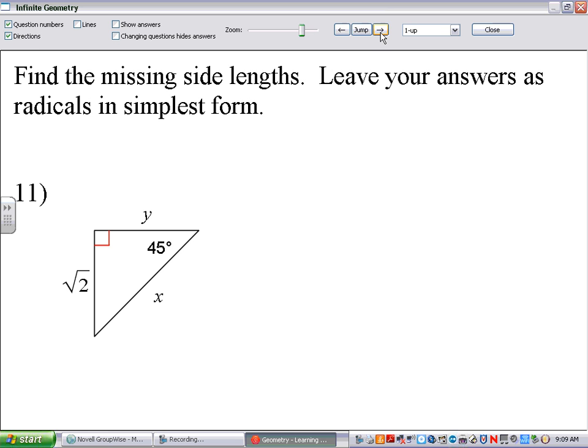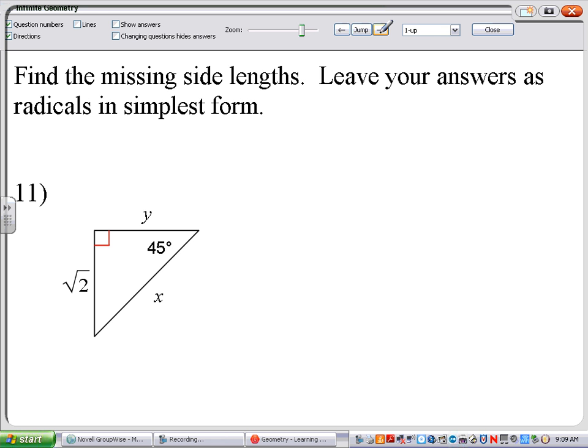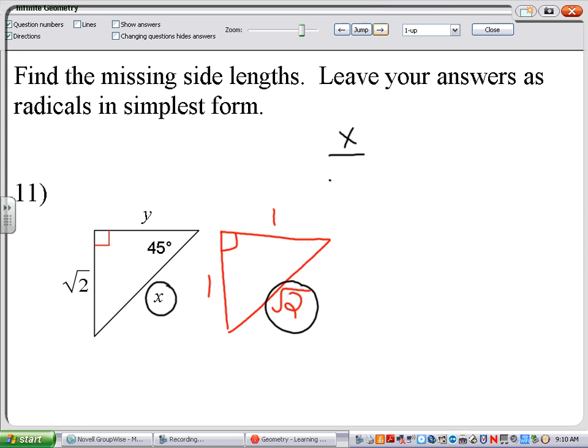So we have this. Looks like a 45, 45, 90. So I'm going to draw one the same shape. My hypotenuse is square root of 2, and both of my legs are 1. I get that from the poster. I would set up x. X would correspond to the square root of 2. So x over the square root of 2 would equal, I need numbers here. How about this? Square root of 2 over 1.